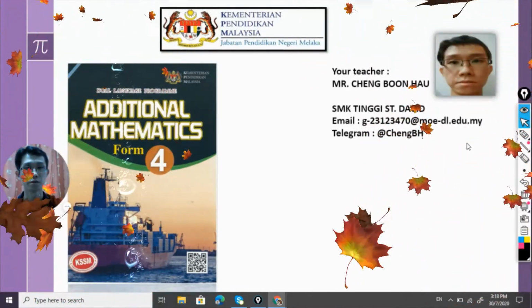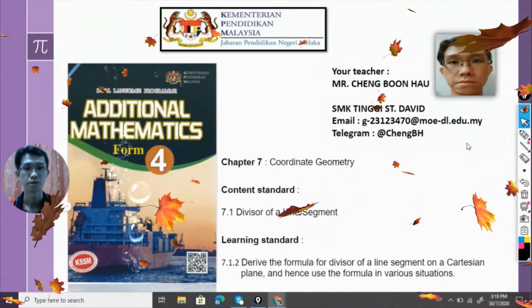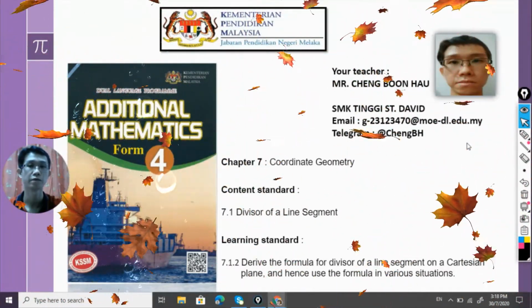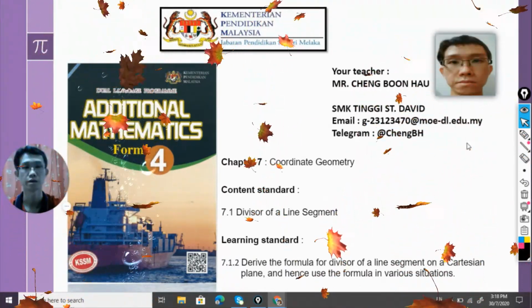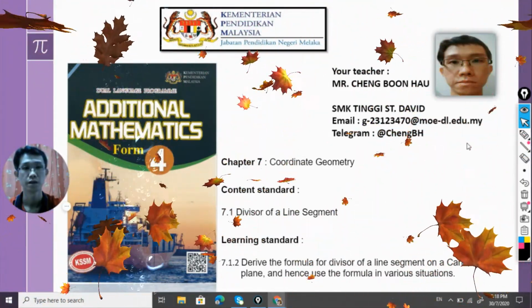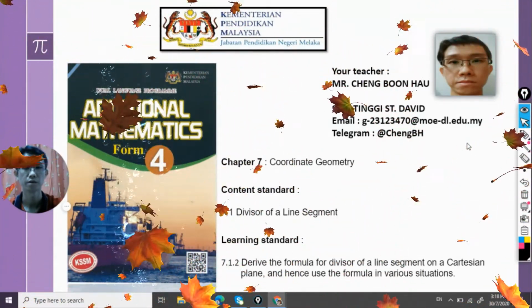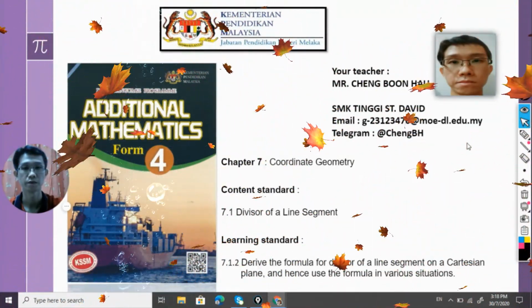Today I'm going to bring you lessons on 7.1.2 Derive the formula for divisor of the line segment in the KSSM plane. It's under the Content Standard 7.1 Divisor of the line segment of Chapter 7 Coordinate Geometry.